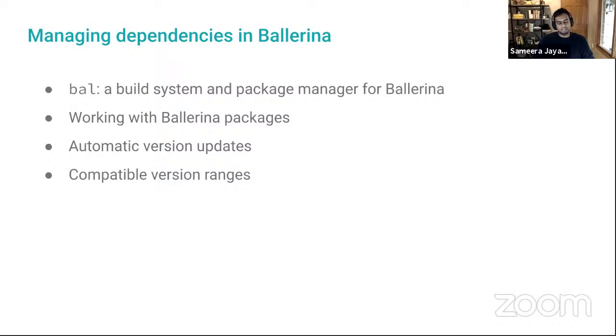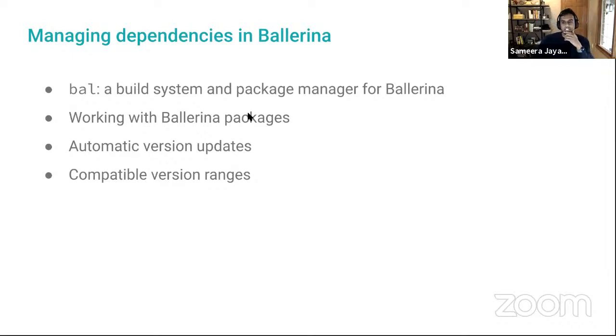Let's start with a quick introduction to the bal command. It's a build system, it's a package manager, it has many phases. Also, I'll do a quick demo of how to work with packages. It's going to be a very quick demo. I'll show you what we mean by dependencies, how you look at the dependency graph, Dependencies.toml, modules, and things like that. And in Swan Lake Beta 3, we have added automatic version updates. I'll show a couple of slides on that as well.